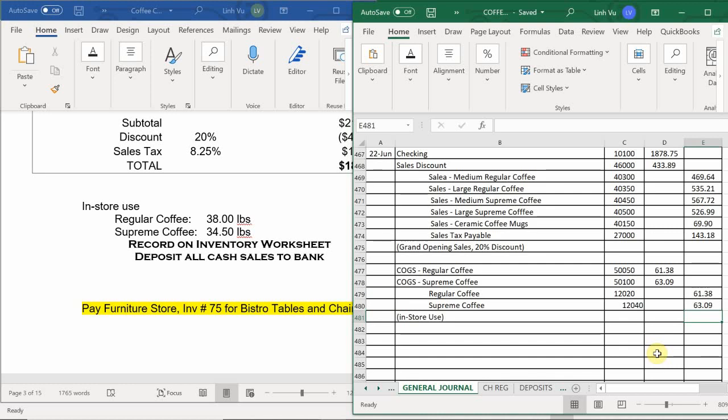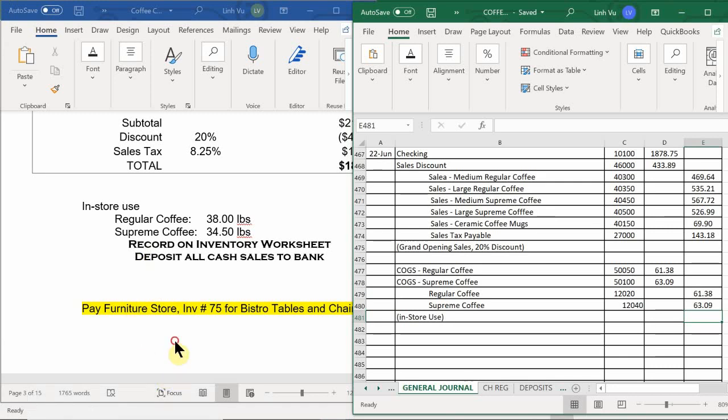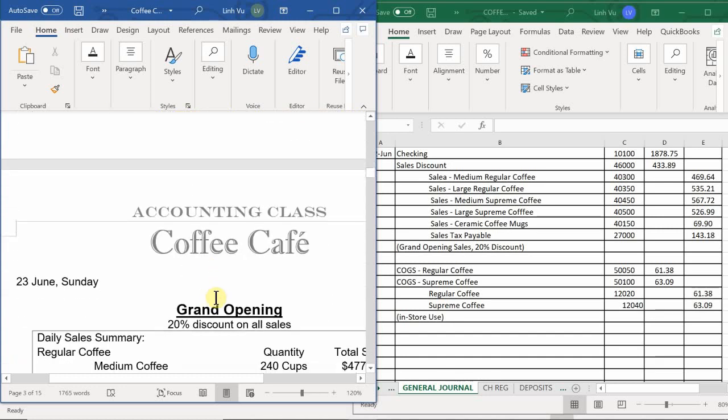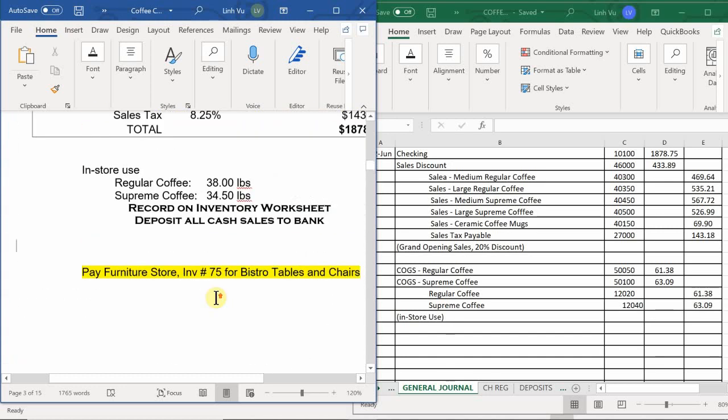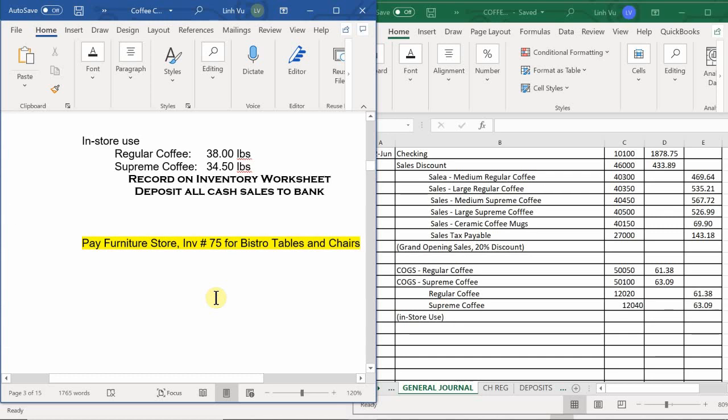Okay, so let's see where we left off. We left off here. We have to go ahead and make a payment to furniture store for invoice number 75. Okay, before we can go for it the next day.